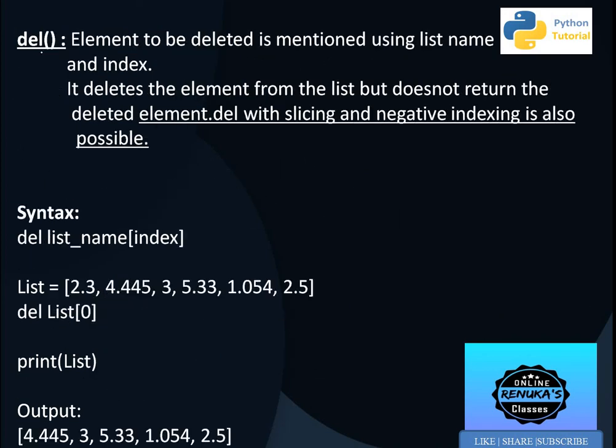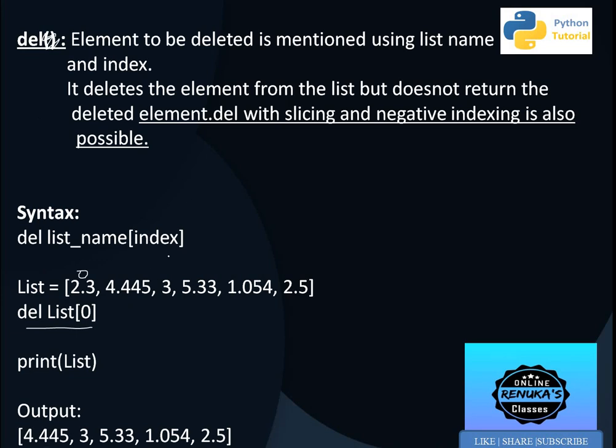Next way of deletion is using del. Del can be used like, this is not a function, it is a keyword, so it can be used like del list 0. So del list 0 means element at the index 0 will be deleted. So this is how del works.